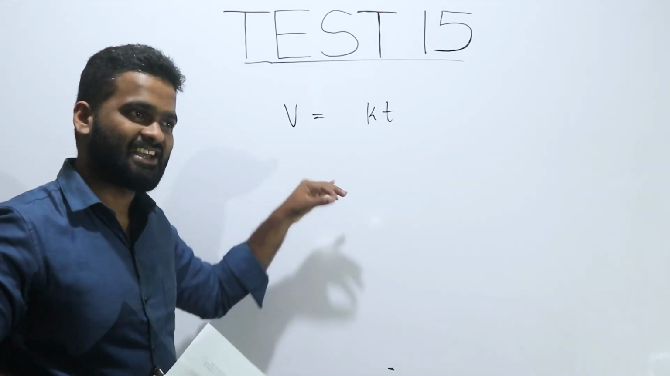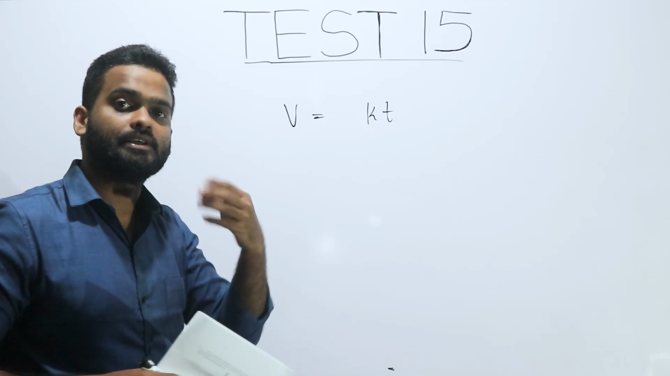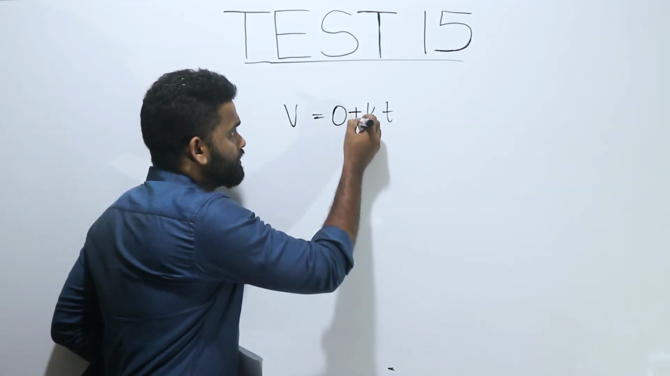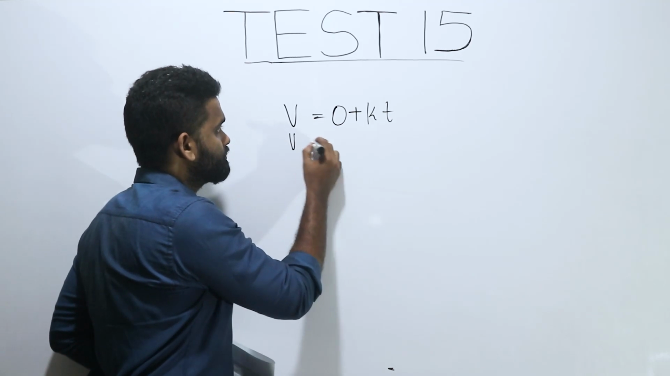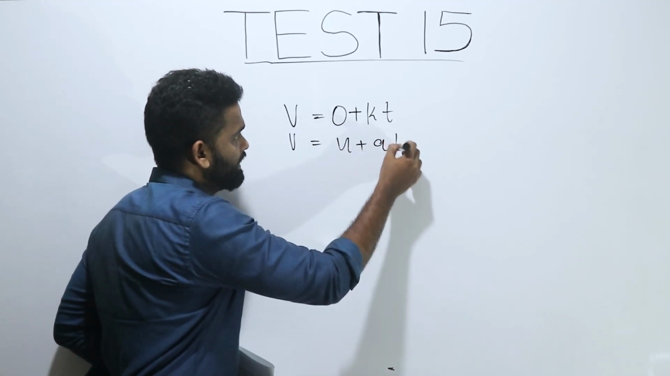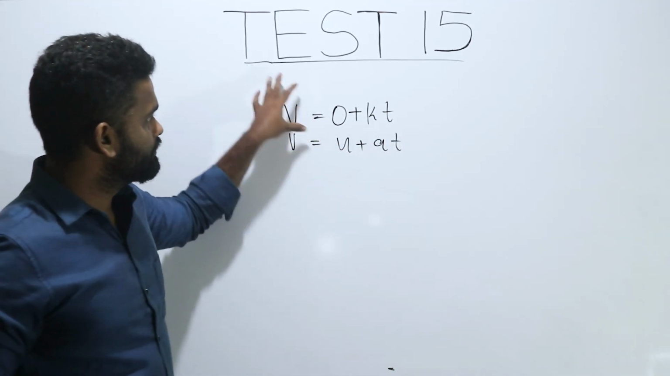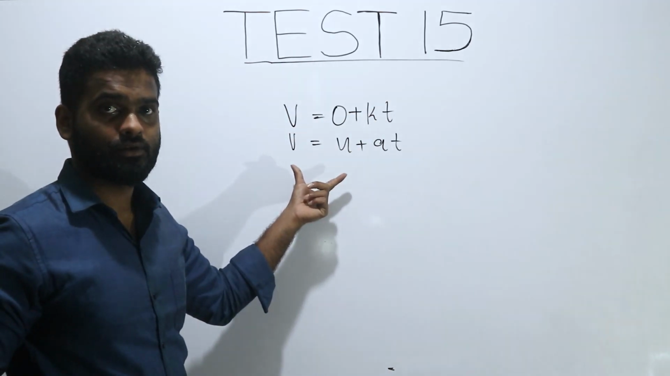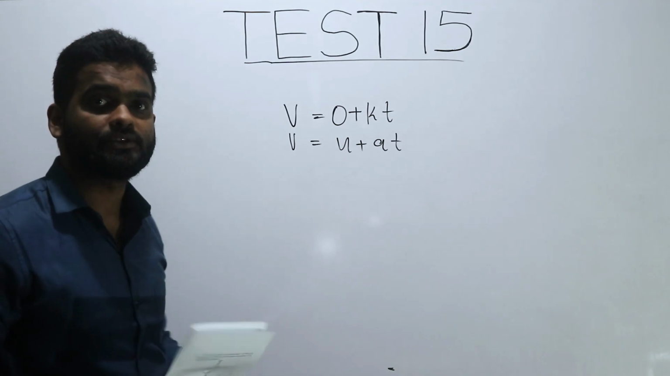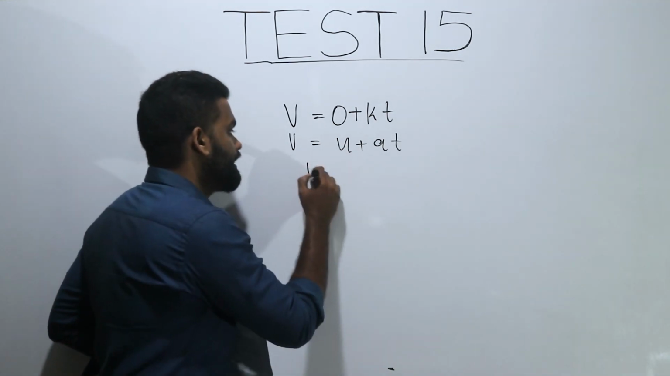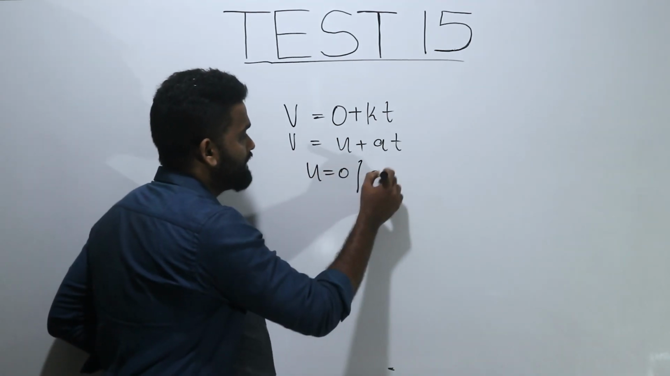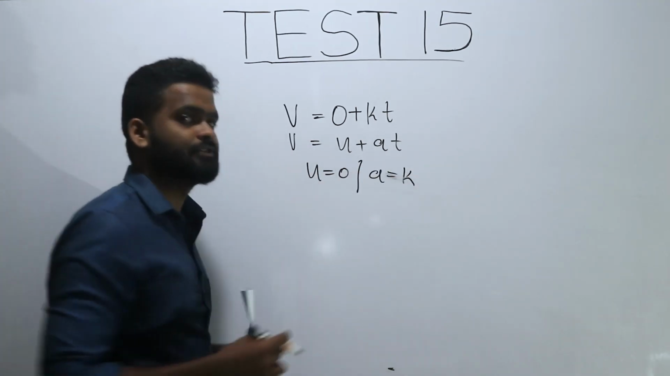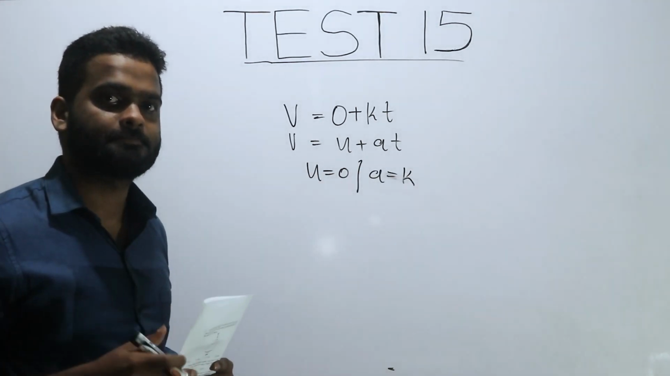So just relate this equation with the equation we already know. Just put a 0 here: u plus at. So you can write this equation in this form. If you compare these two equations, you can see that the initial velocity is 0 and the acceleration is k. Initial velocity is 0, acceleration is k.